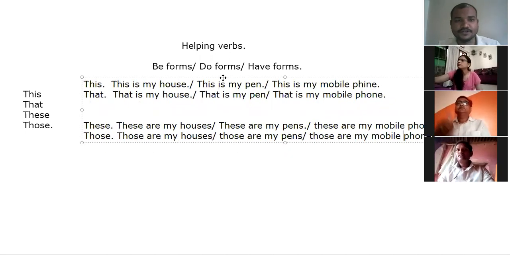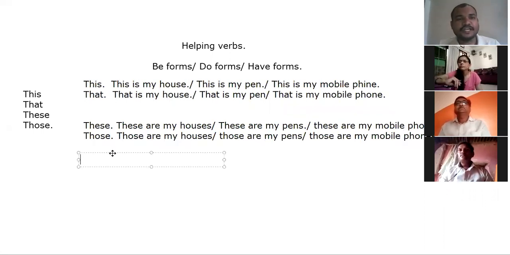Good. So now I'll give you one example. Try to change it: if I give the example with this, try to change it to that. If I give the example with these, try to change it to those.